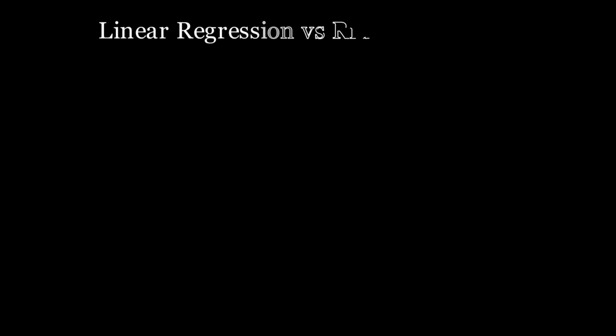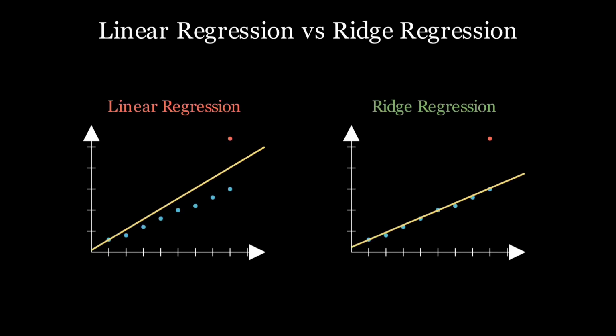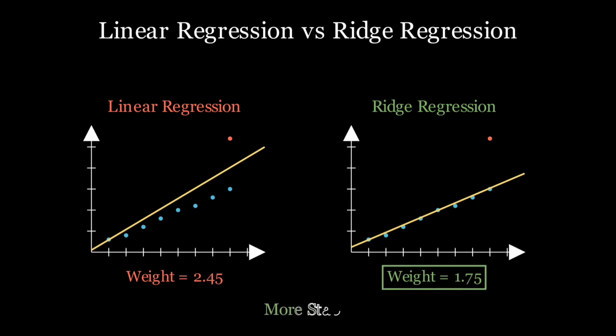We have now trained both linear regression and ridge regression on exactly the same data set. Both models saw the same outlier. Notice the difference in the fitted lines. Linear regression is pulled more strongly toward the outlier. Ridge regression remains closer to the overall trend of the data.